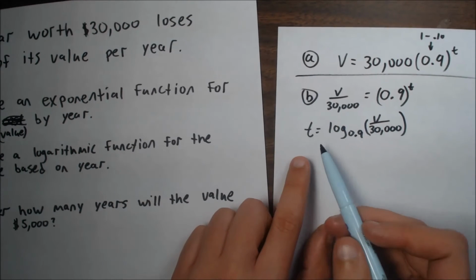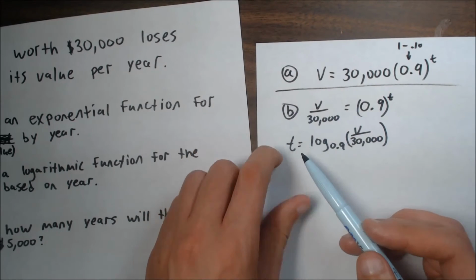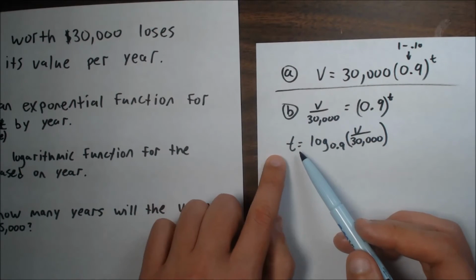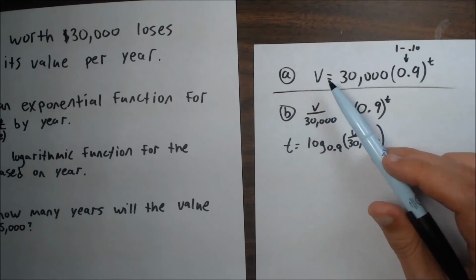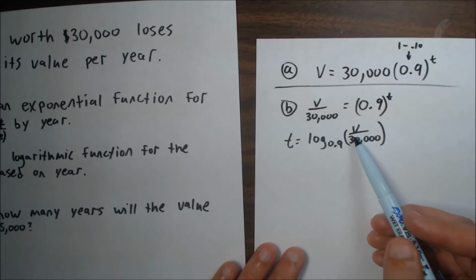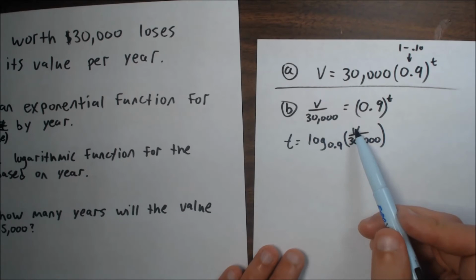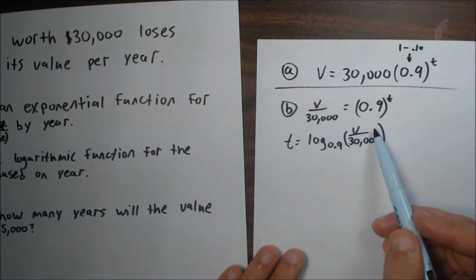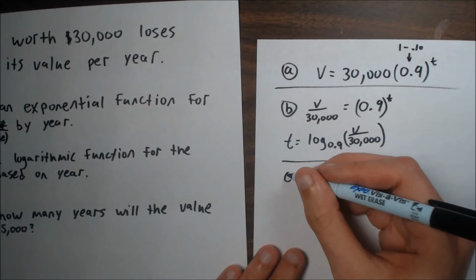So now I've got time by itself. Instead of having v on one side of the equation, now I've got t on one side of the equation. So what this allows me to do is, instead of plugging in t to find v, where you can only really plug in obvious values for t, here we can plug in whatever we want for v and get the answer for t. So now I can plug in 5,000 for the value and find out what t would be.